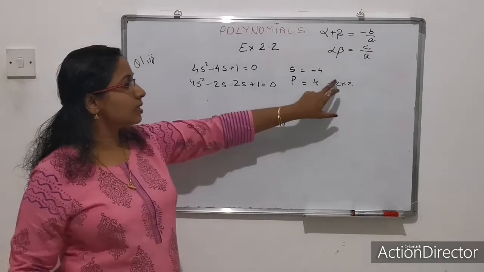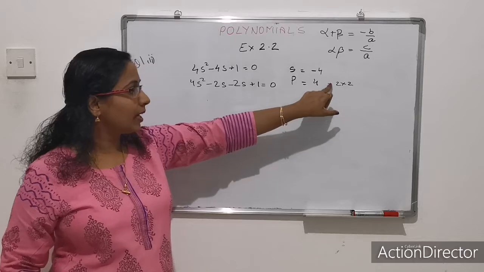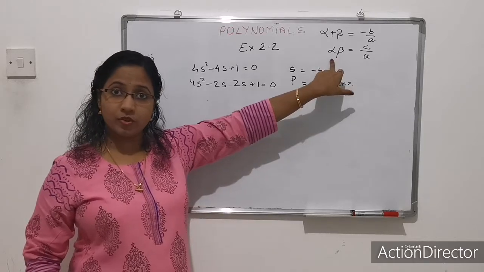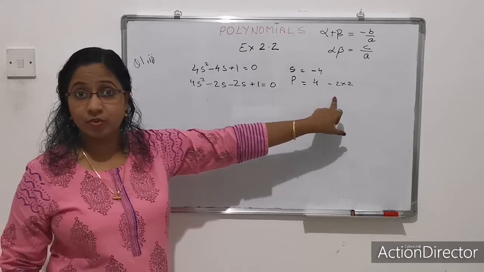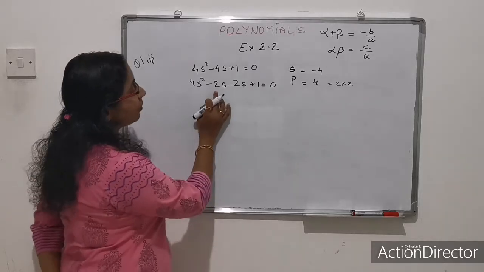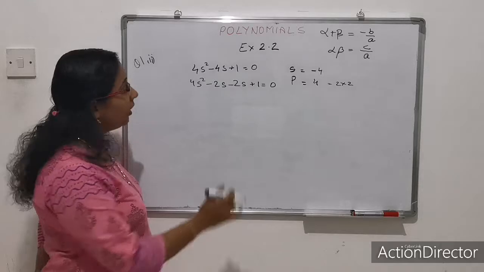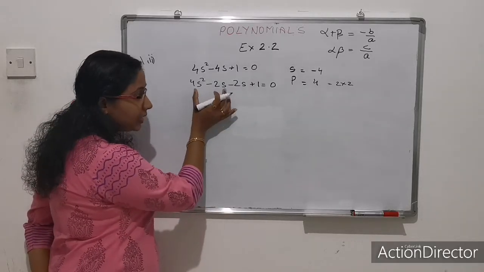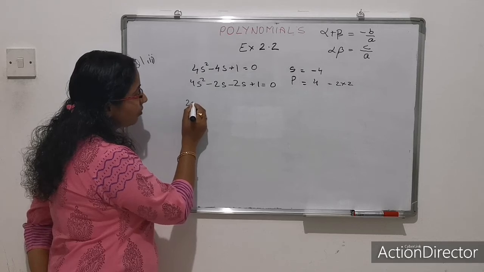Clear? 2 and 2 will give you 2 plus 2 is 4, minus 2 plus minus 2 gives you minus 4, and minus 2 into minus 2 gives you 4. Right? So we are using minus 2 and minus 2. Clear? Now let's take common in this first. First two terms we'll take common.